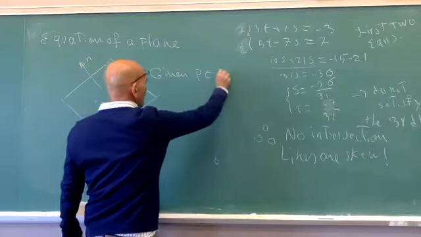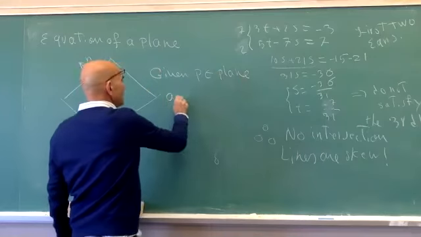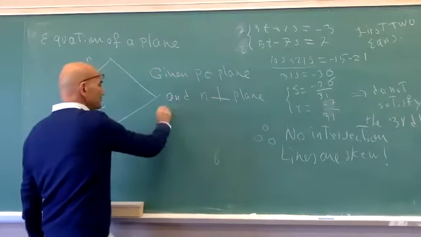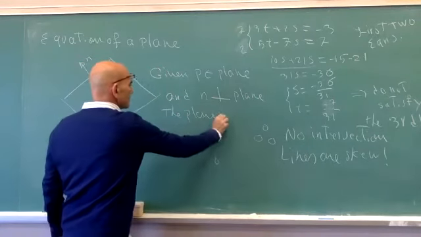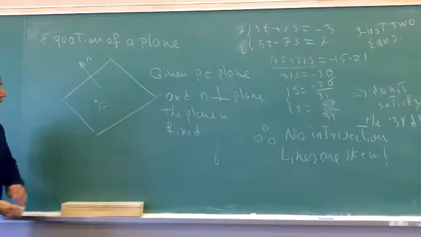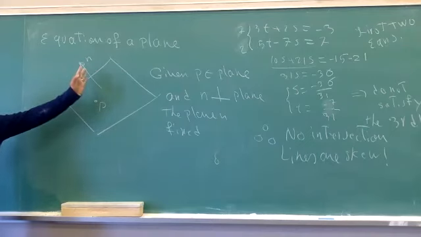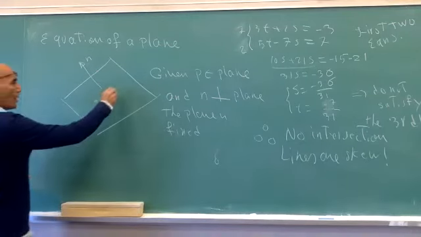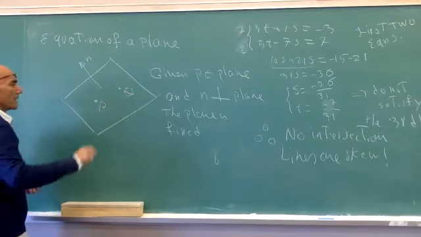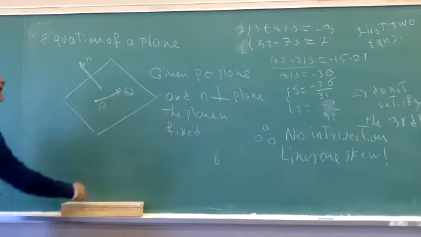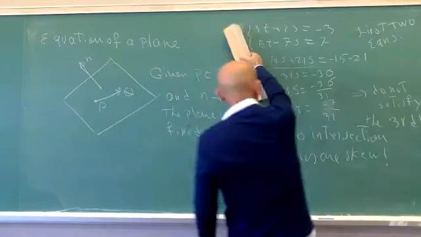Given P belonging to the plane and N normal to the plane, the plane is fixed. There exists a unique plane that passes through this point and is orthogonal to this line. That makes sense. Then any other point Q on the plane satisfies the equation that this vector should be orthogonal to this vector.